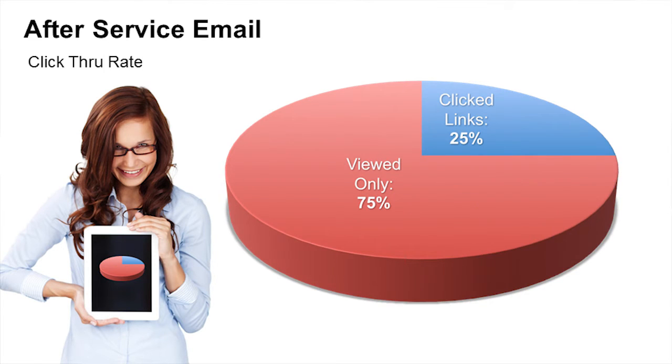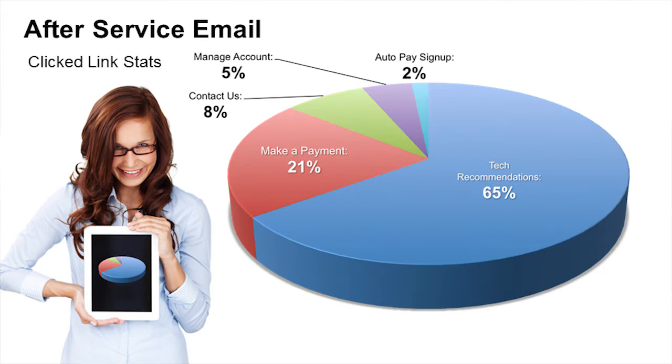Out of the ones that are opened, 75% are simply viewed, thank you very much, great that you were here. But 25% of those are actually clicked on. Some of the links clicked on are the tech recommendation. After the condition codes, you have a link that says click here to see your technician's recommendations. They click on that link and it takes them into the suggested service that you have from CAW.